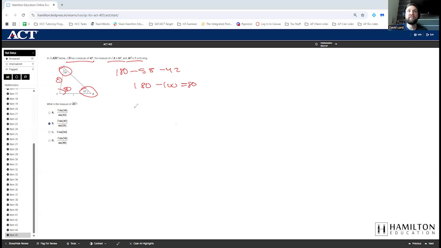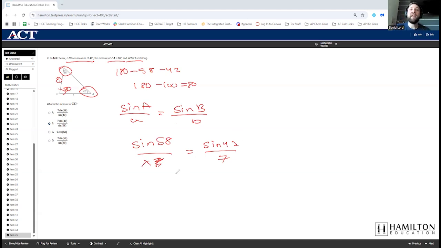Law of sines says that if you take the sine of A, it matches up with A, and the sine of B must match up with B. So in this case, the sine of 58 degrees matches up with the question mark, and then the sine of 42 matches up with 7. Now I'm going to get rid of the question mark and put a variable there. And in order to get x by itself, we can cross multiply. And so you get 7 sine 58 is equal to x sine 42. And then divide both sides by sine 42. And then we are at the home front. 7 sine 58 over sine 42. Boom, the answer is A.